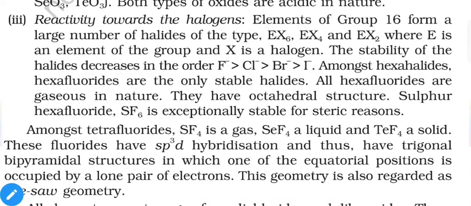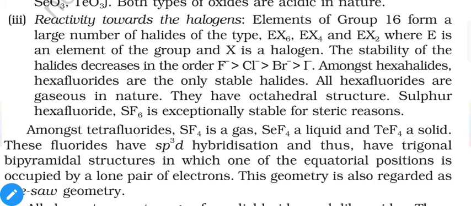The stability of halides decreases in order of F, Cl, Br and I. That means fluorides will be strongest and iodides will be weakest. Amongst the hexahalides, hexafluorides are the only stable halides. All the hexafluorides are gases in nature and they have octahedral structure.